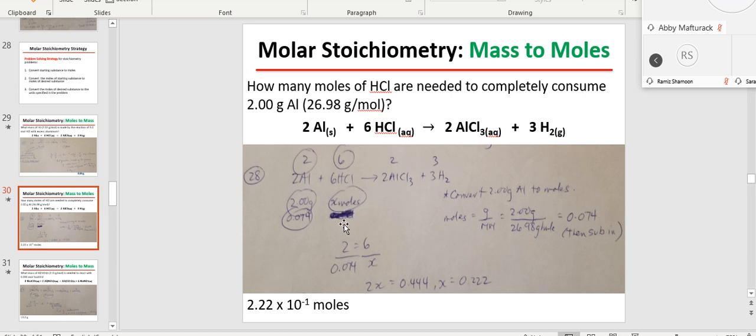What am I asking for? Number of moles. What did I give you? Grammage. It's no good. I need to convert this 2 grams into moles. 2 grams divided by 26.98 gives me 0.074 moles. Sub it back in, do your box, away you go.